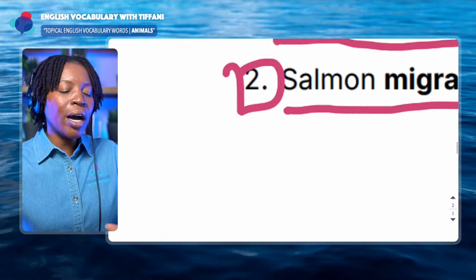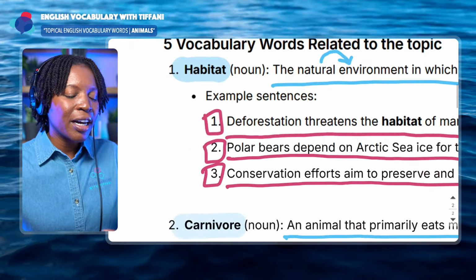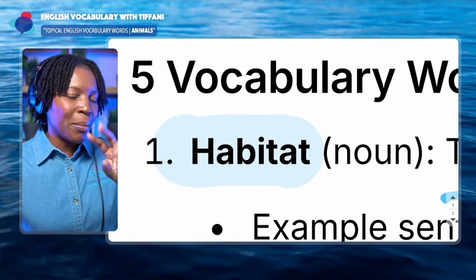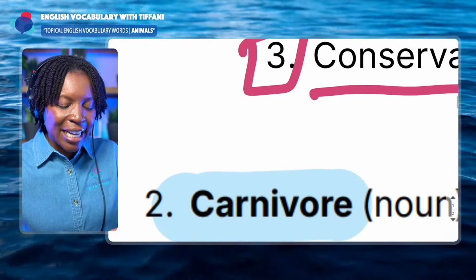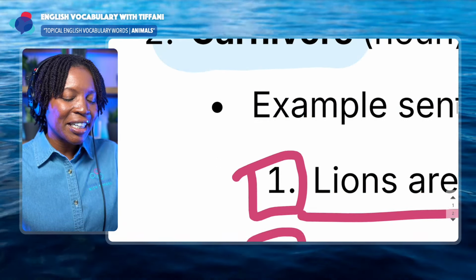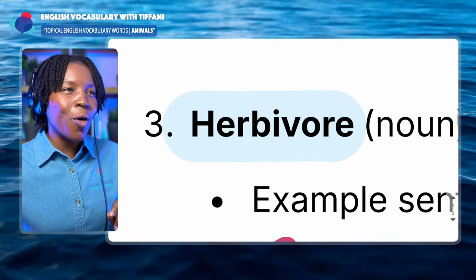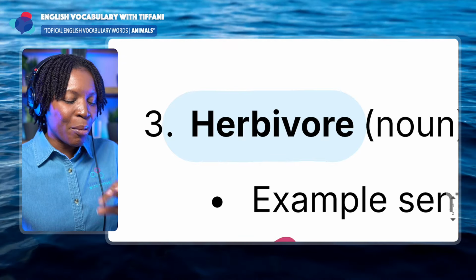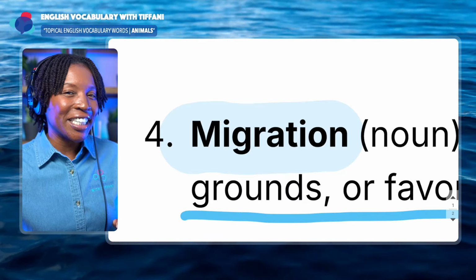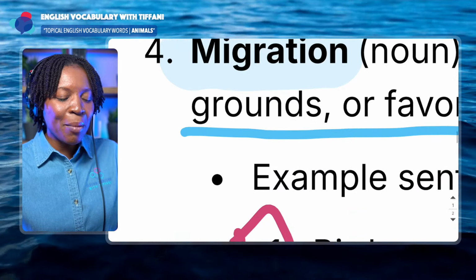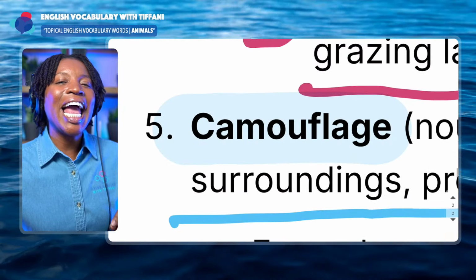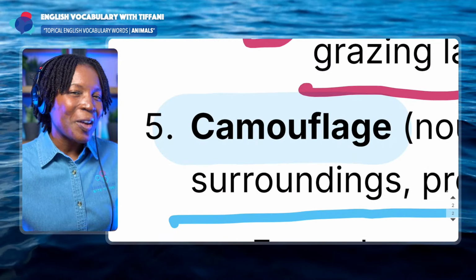Good. Number 1, what was number 1? Let's see if you remember. Yes, habitat. Number 2, yes, carnivore. Number 3, excellent, herbivore. Number 4, yes, migration. And number 5, excellent, number 5, camouflage. Very good.